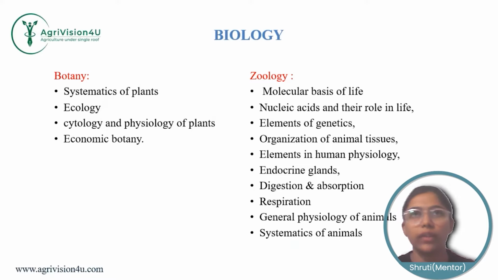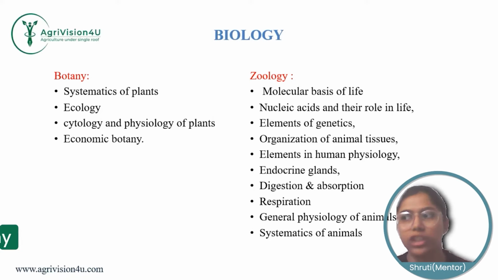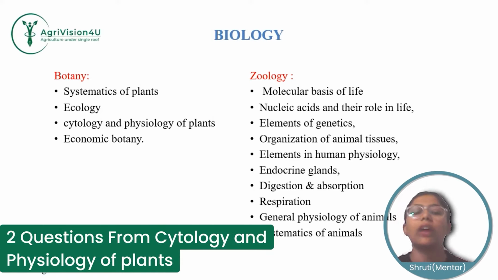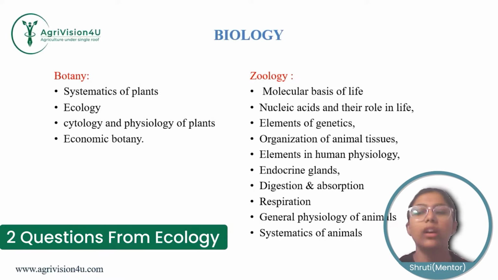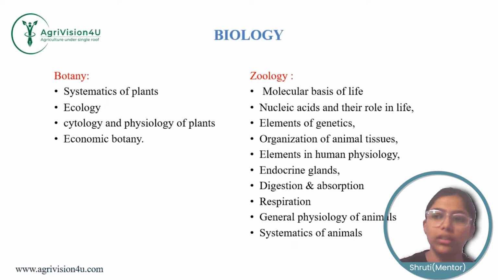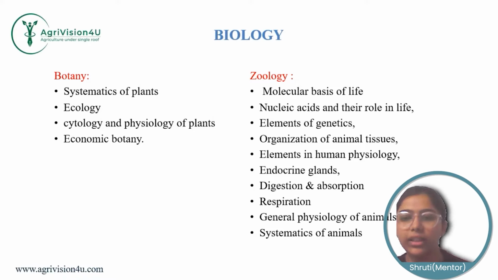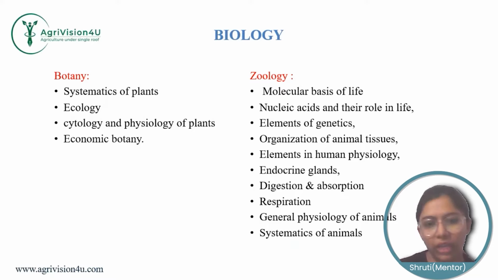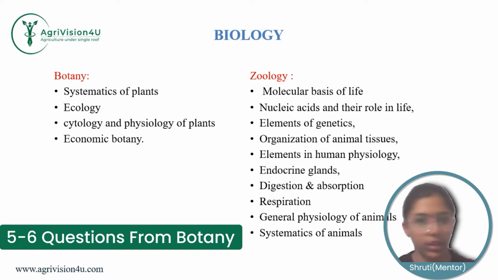Ecology has around 2 questions. Cytology and physiology of plants also has 2 questions, and economic botany has a single question, we can say. Moreover, we cannot draw a proper line between botany and agriculture, zoology and genetics, biotechnology. So the economic botany question, we can consider it in agriculture also. So from botany, we can say around 5 to 6 questions were there.